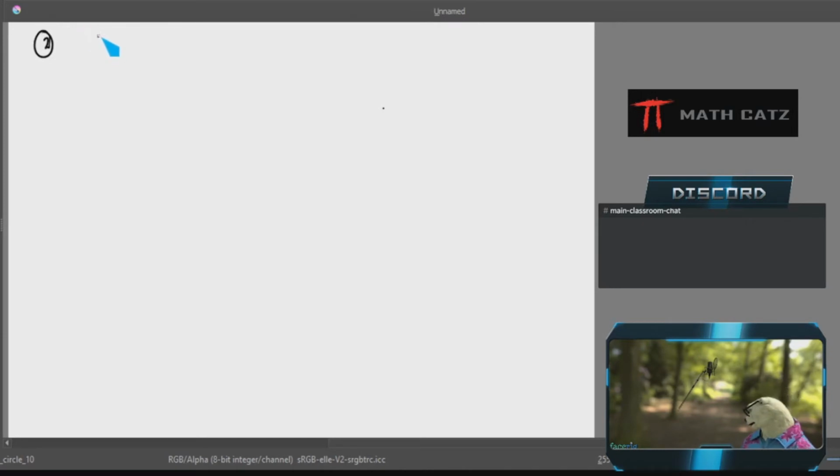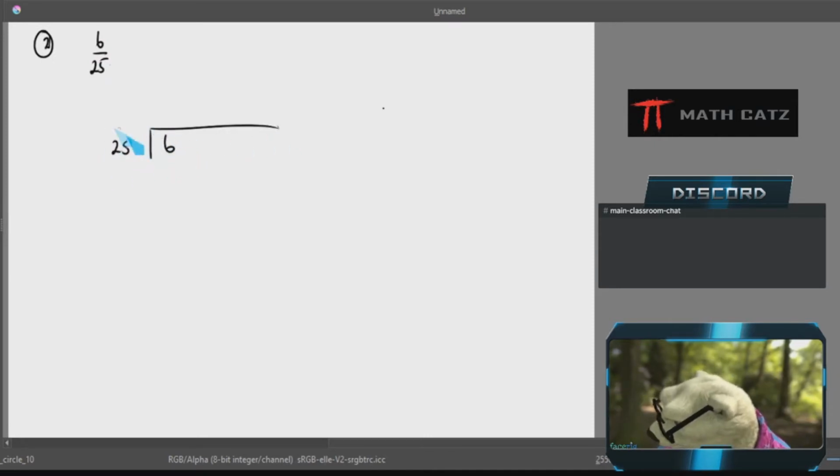Let's try a couple more. 6/25. That means 6 goes in the house, 25 outside the house. I pick nice and easy denominators, see?